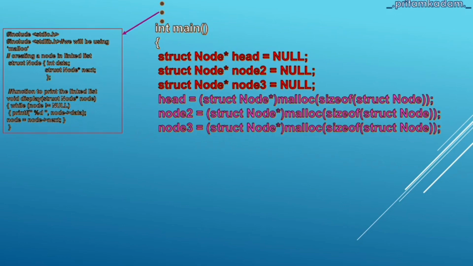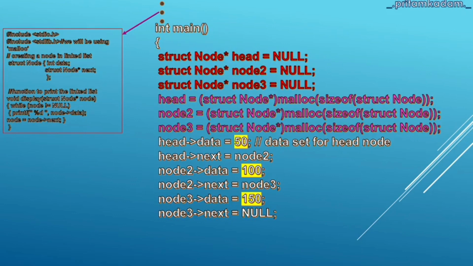If you want to understand the malloc function, you can watch the previous video which is in the playlist, or you can see it on my channel also. So we will declare the data elements now. What is the data of the first one, means the head part? That is 50. Now it will be pointing to node 2. Now node 2's data is 100, and its pointer will be pointing to the third one. Now the third one's data is 150, and its pointer will be pointing to null, means this is the last element.